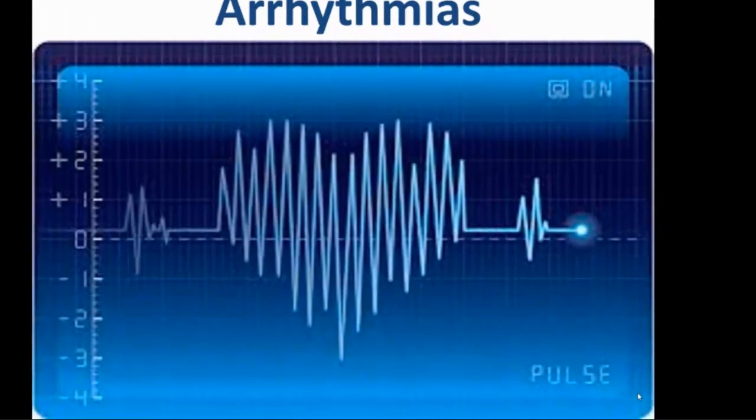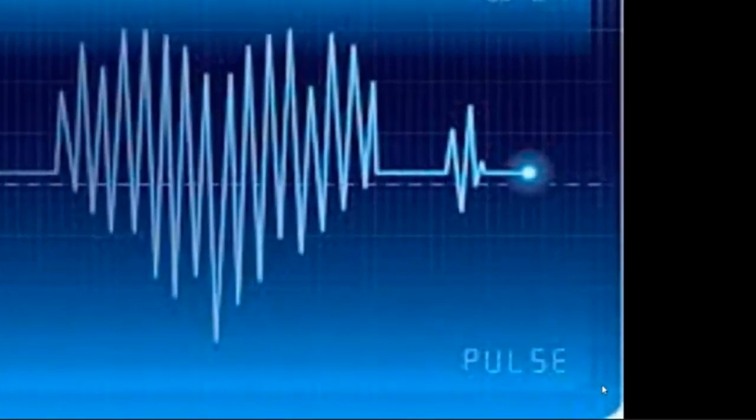Arrhythmia. Who knows what arrhythmia is? What does arrhythmia mean? Doctor: abnormal rhythm of the heart. Okay, good. Abnormal rhythm or disturbed rhythm from the normal pattern, either on the high side or on the low side. That means there is tachyarrhythmia and bradyarrhythmia. Okay.